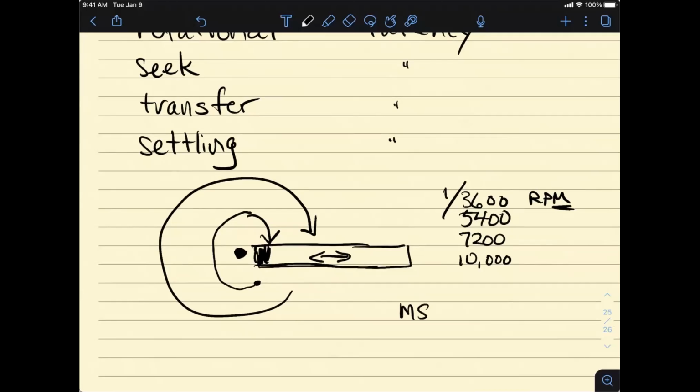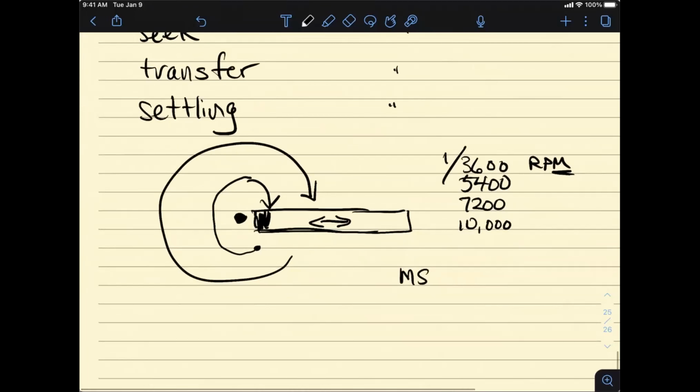Now, track-to-track latency, seek latency, is very small. Track-to-track is a movement of one track.